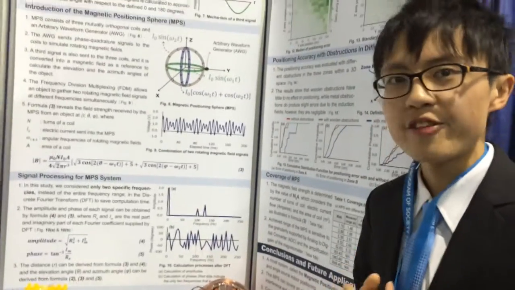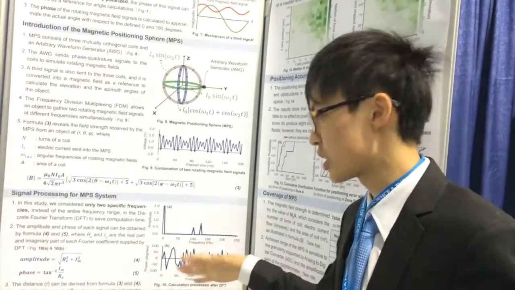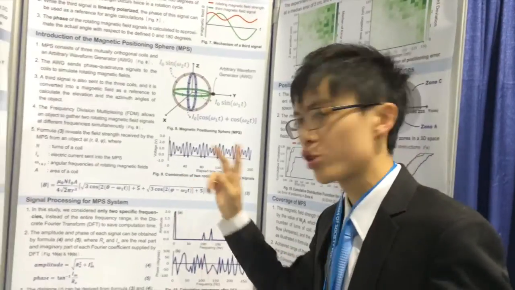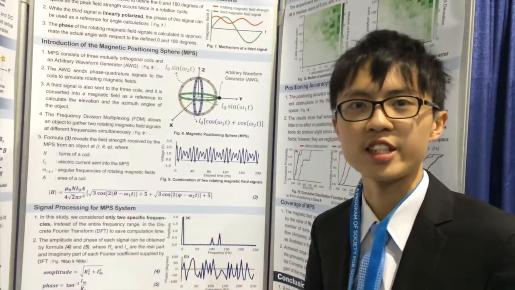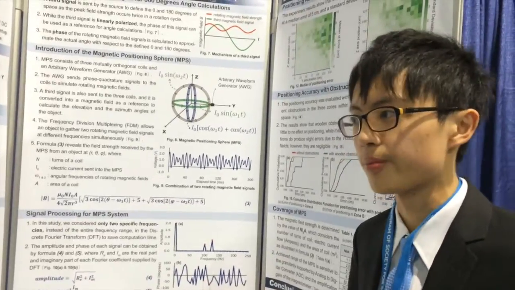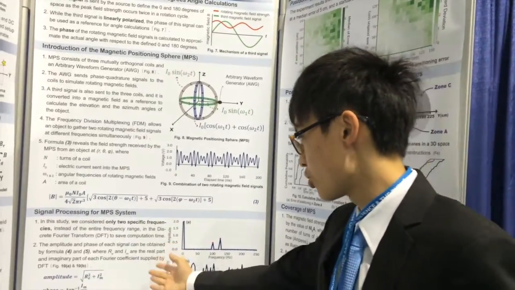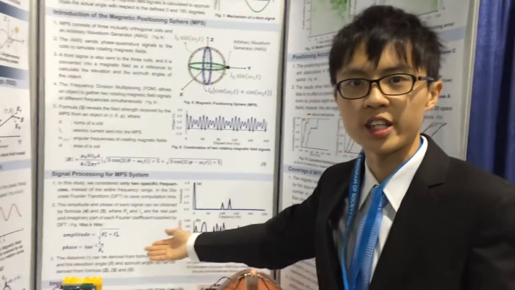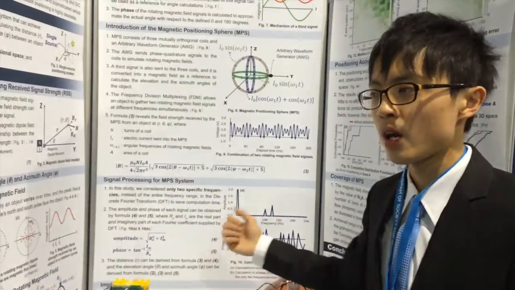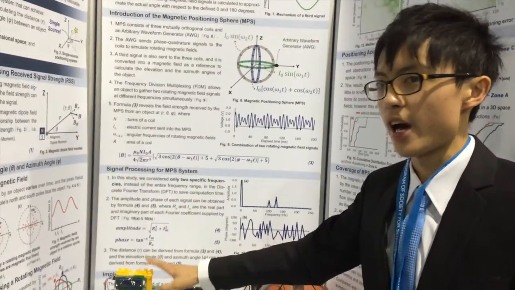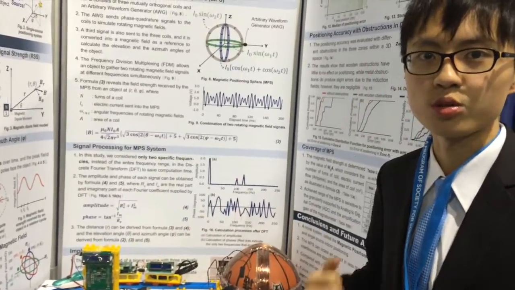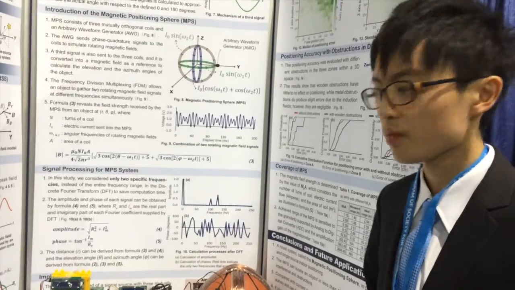Third, to significantly reduce the computing time of this system, I've considered only 2 specific frequencies instead of the entire frequency range as in a discrete Fourier transform, DFT. After DFT, the amplitude and phase of each signal can be calculated using these 2 formulas. And based on these parameters, the position of an object can be determined, and all of these can be done by a single source positioning system.